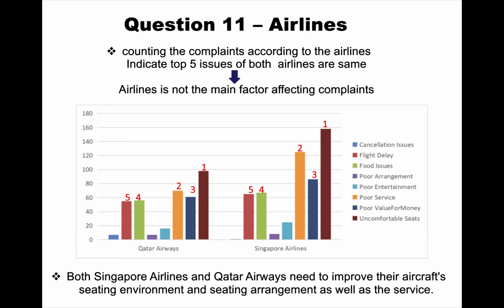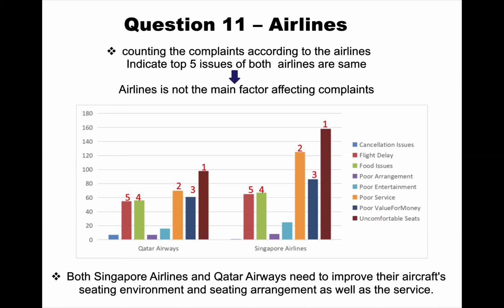The categories process, we generalize mainly considering the airlines. By counting the complaints according to airlines, we can see from the plot that the 5 issues of both airlines are the same. That means the airline is not the main factor affecting the complaints.